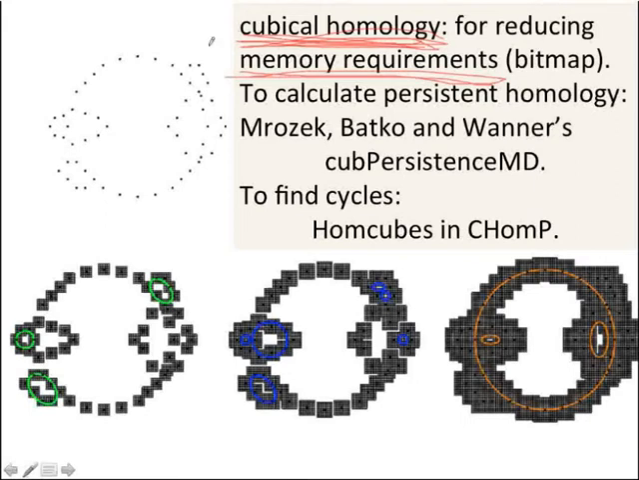Cubical homology is very similar. It's just that instead of using spheres, balls, we now use cubes. So if we were working in 2 dimensions, we would use squares. Now we're working with 3-dimensional data, so our data points are points in R3, and so we use 3-dimensional cubes.